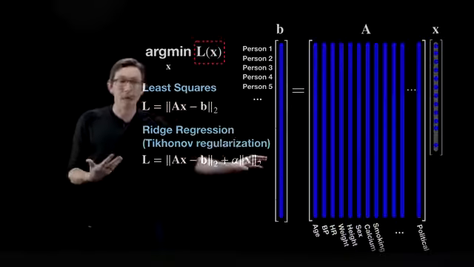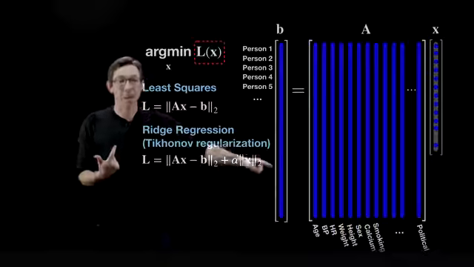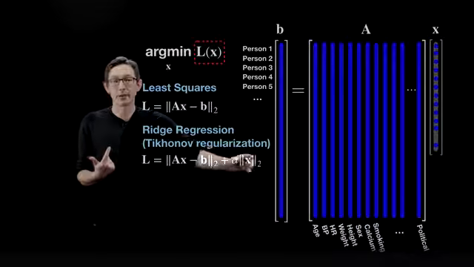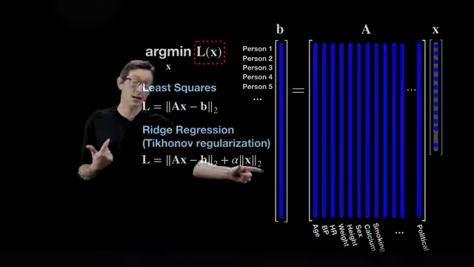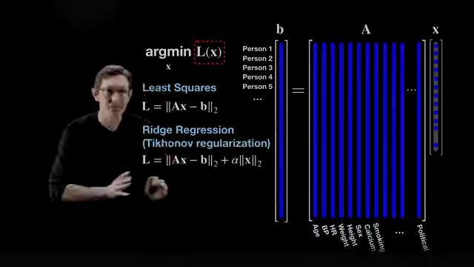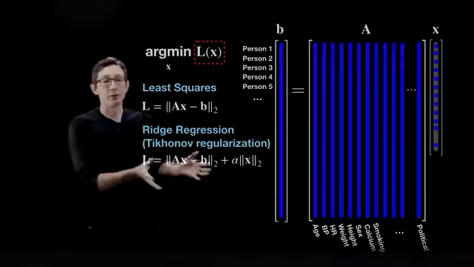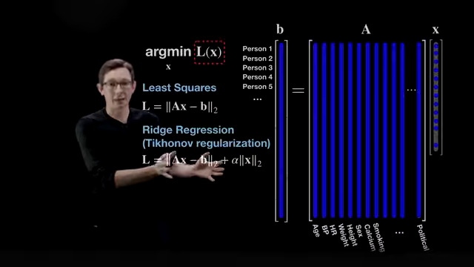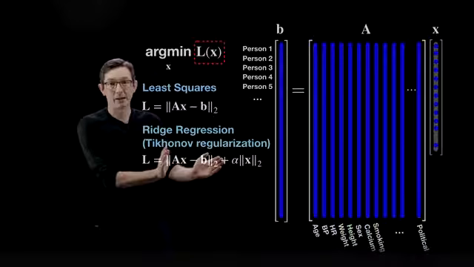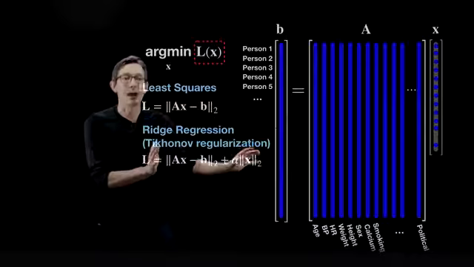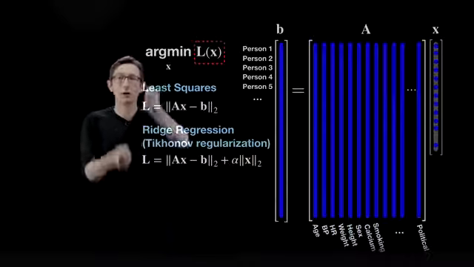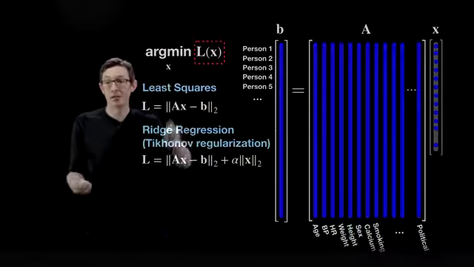And he and others introduced this regularization factor. This is called a regularization factor, this plus alpha times the x 2-norm. And what that does is it says your new loss function, you're trying to minimize the error of the fit. You always want to minimize the error of the fit, but you're also going to penalize if x has too large of a variance or a deviation.